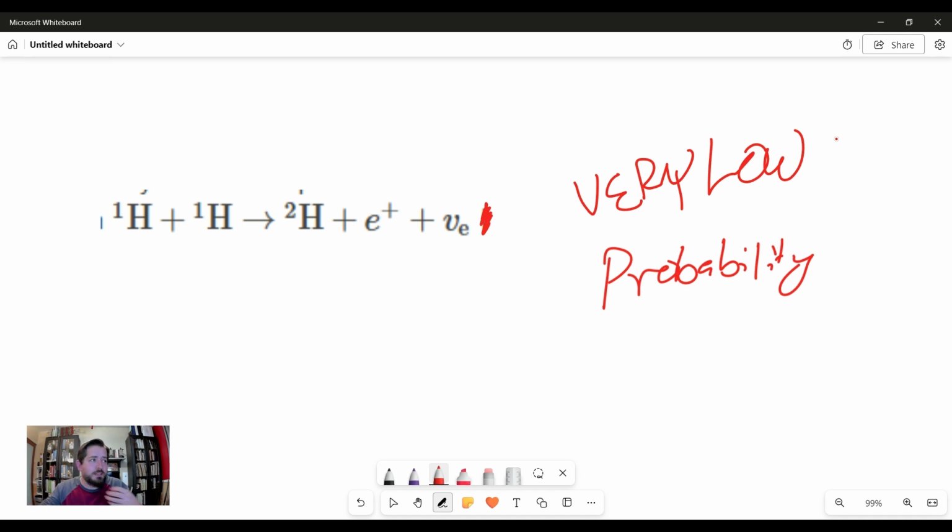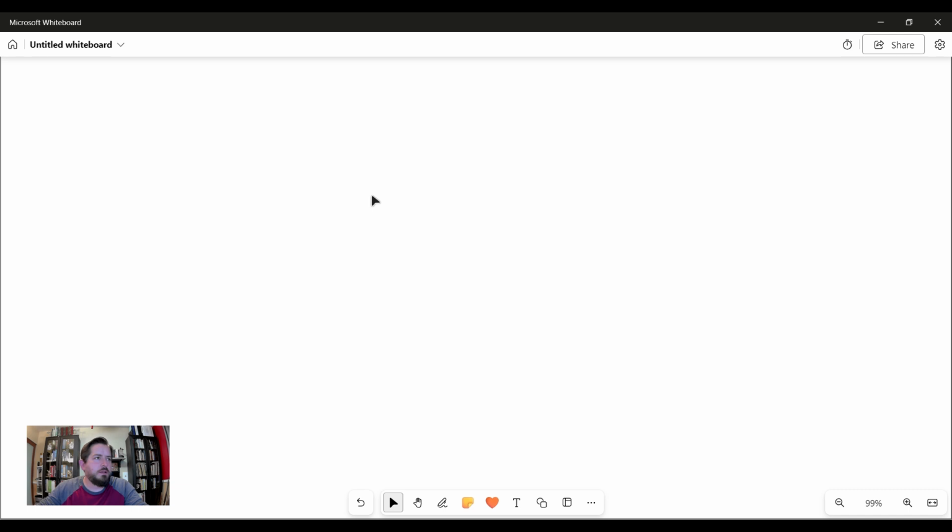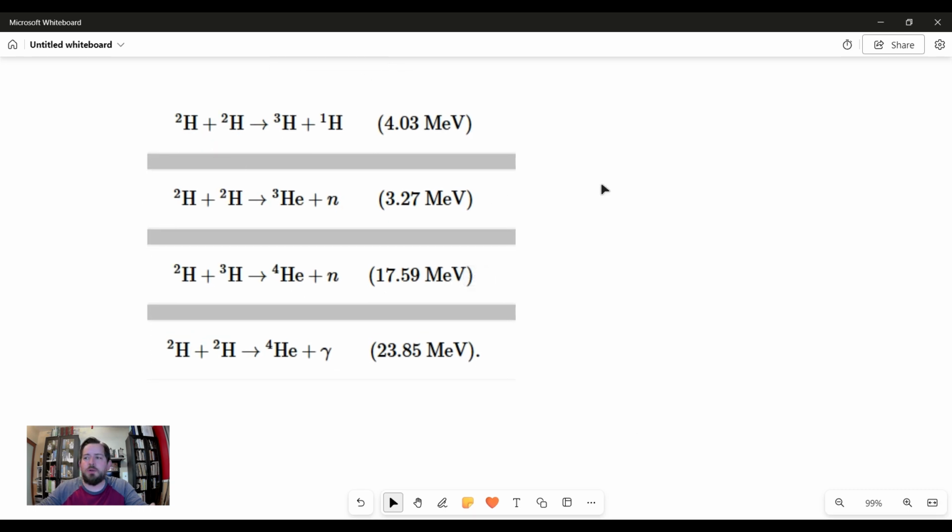And therefore, if we wanted to take this and turn it into a controlled reaction on Earth, even at the temperatures that we can create here, they don't match the sun, so it's an even lower probability. So this is probably not a very good place to start if you're going to create a fusion reactor, but these other ones have much higher probabilities, and so this is where we would probably start.